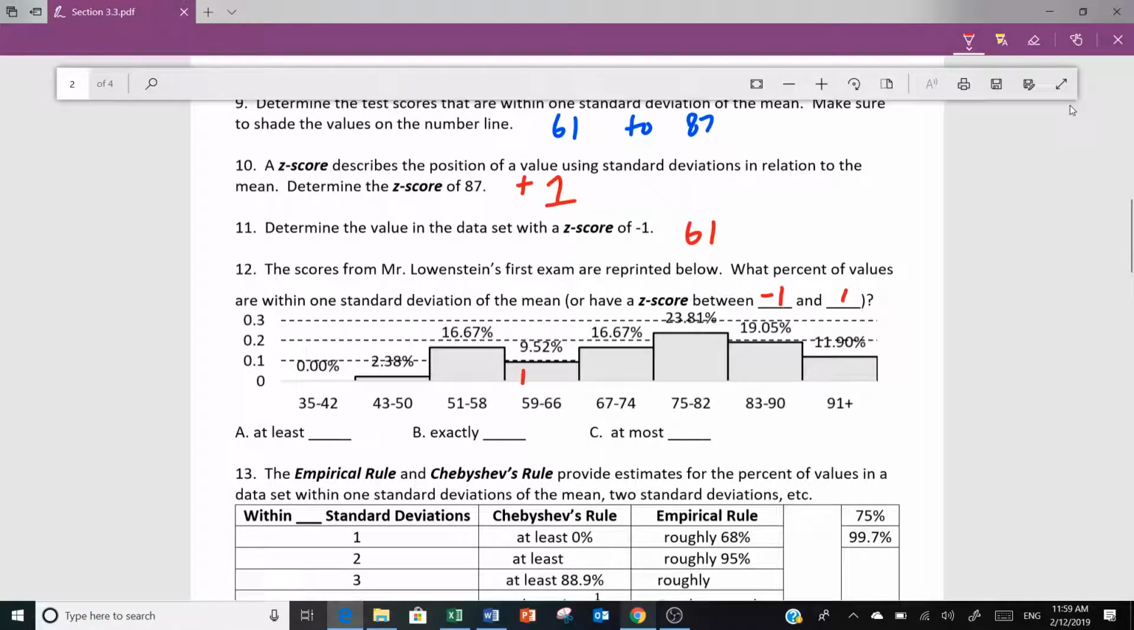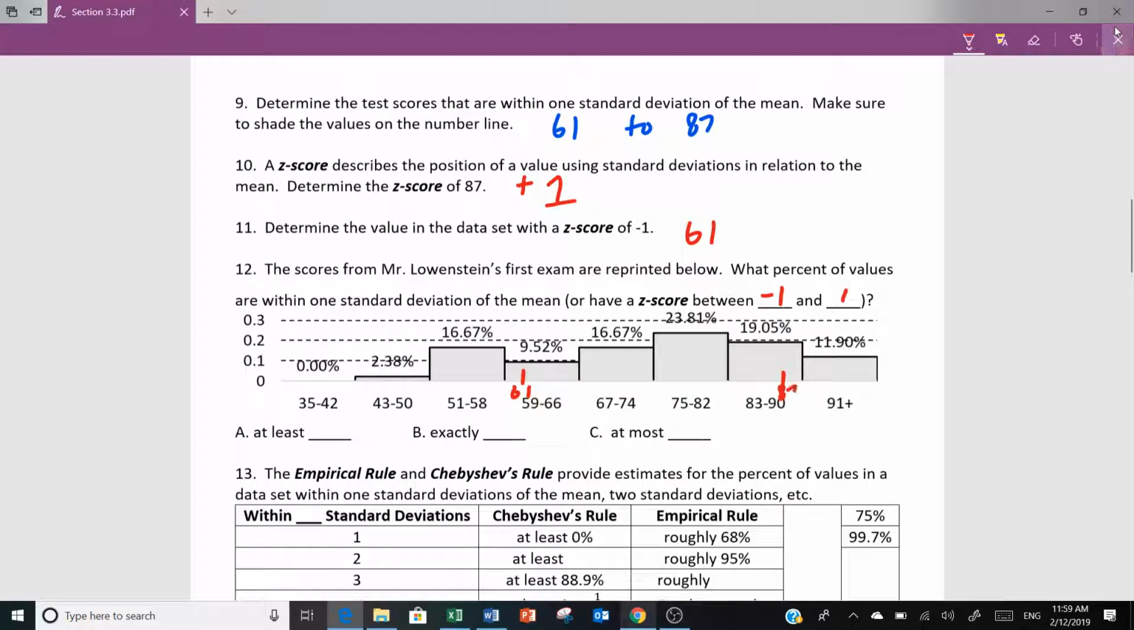61, which is over here, and the one standard deviation above was 87, which is over here. So is that actually 100% possible to calculate? No, because we have to add all of these together, and we're going to get a value that's over or under? Over, because we're adding some additional. So since we're getting a value that's over, whatever value we get has to be at least, exactly, or at most? At most. Because it can't be bigger, because it's already bigger than what it's supposed to be.